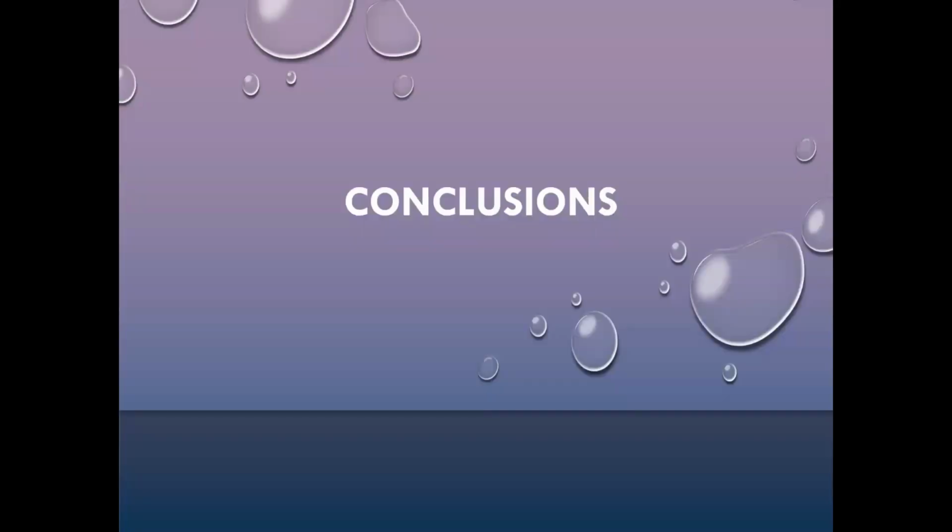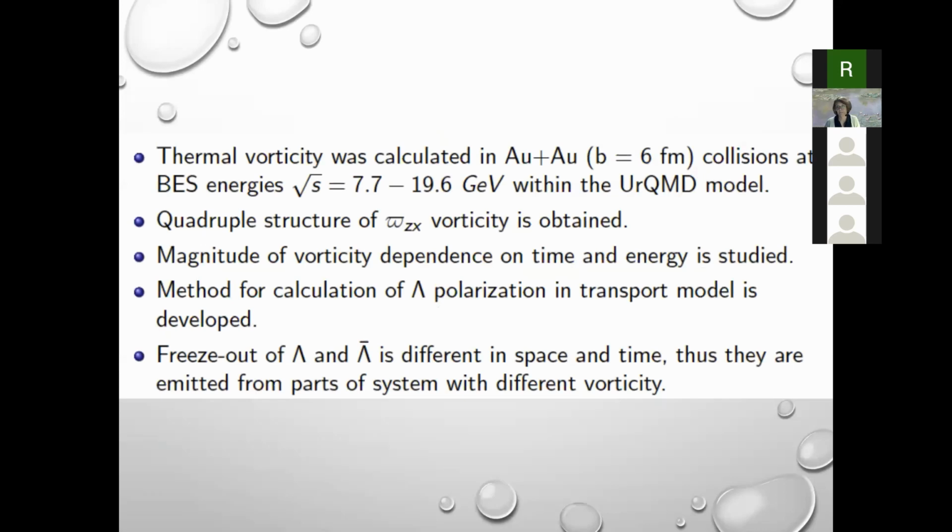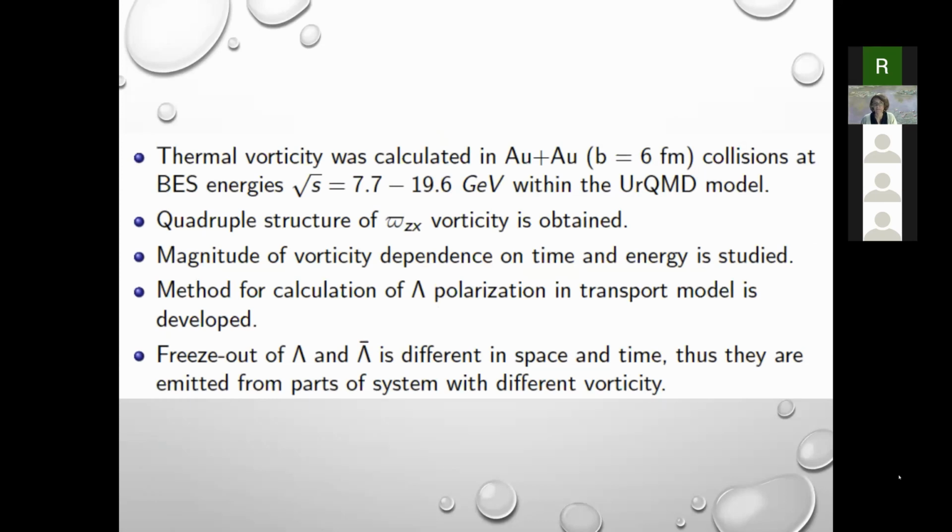Next slide. Next. Although the conclusions are rather conservative. The first four are more or less technical. So the method of calculation of lambda polarization in the transport model is developed. But the main physical conclusion, that's the last line, is that freeze-out of lambda and lambda bar is different, both in space and in time.